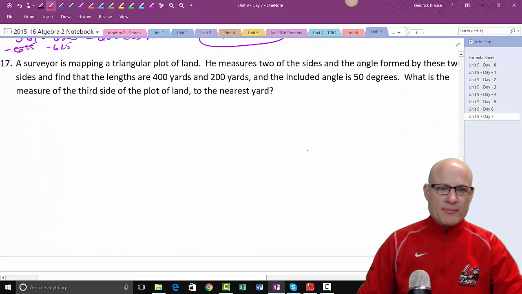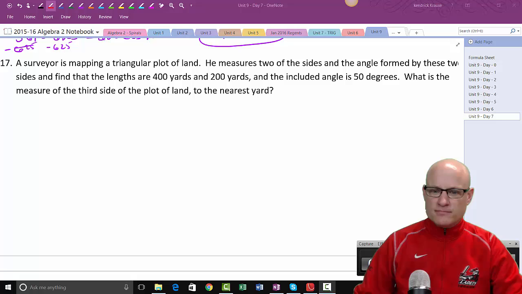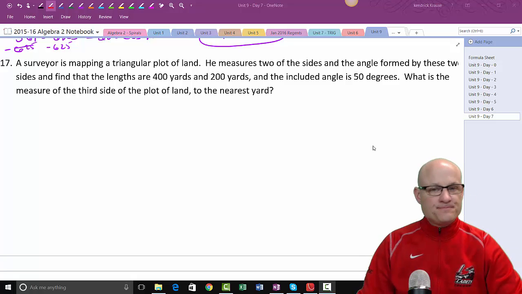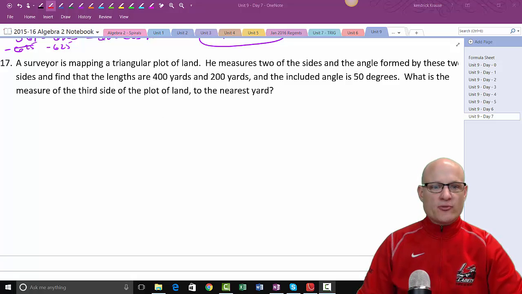A surveyor is mapping a triangle. Oh, I think I need to stop. Hold on. Yep. Man, she's gone for like 5 minutes. That took forever.